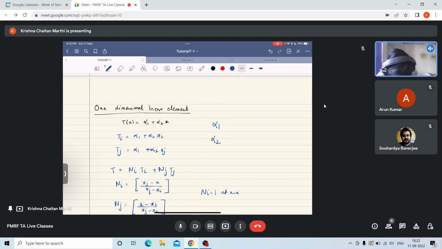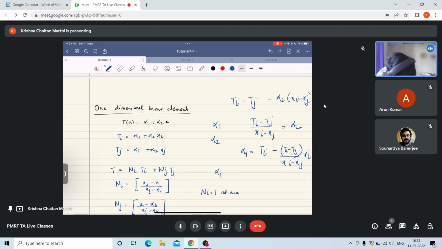So you can find out the values of alpha 1 and alpha 2. If I subtract these equations, I get Ti minus Tj equal to alpha 2 times xi minus xj. From this I get Ti minus Tj divided by xi minus xj as my alpha 2, right? And what is my alpha 1? Just substitute the value of alpha 2. So Ti minus alpha 2 times xi, that is Ti minus Tj divided by xi minus xj, times xi.